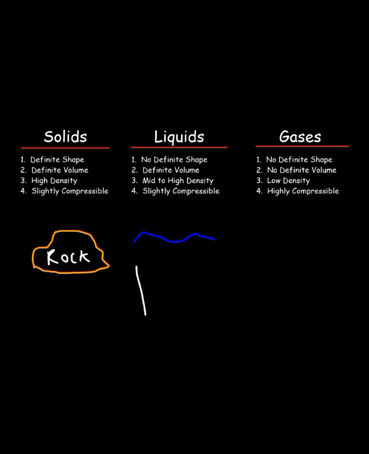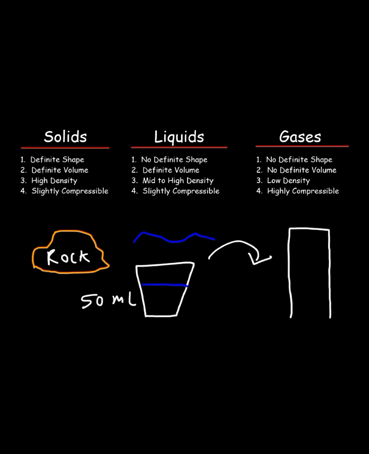Let's say I have a cup that looks like this, and in it, let's say we have 50 milliliters of water. So this cup has a definite volume of fluid. Now, if I take that liquid and pour it into a cup with a different shape, the volume of water will not change. It will still be 50 milliliters. So thus we could say that liquids have a definite volume. However, the shape is different.